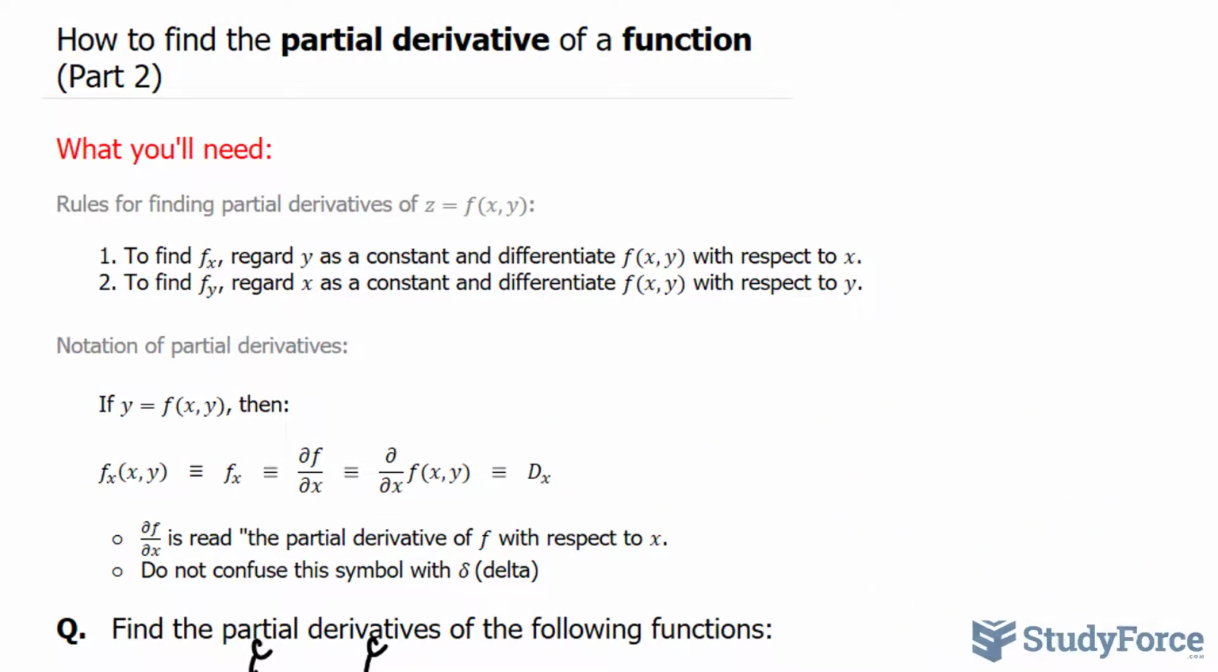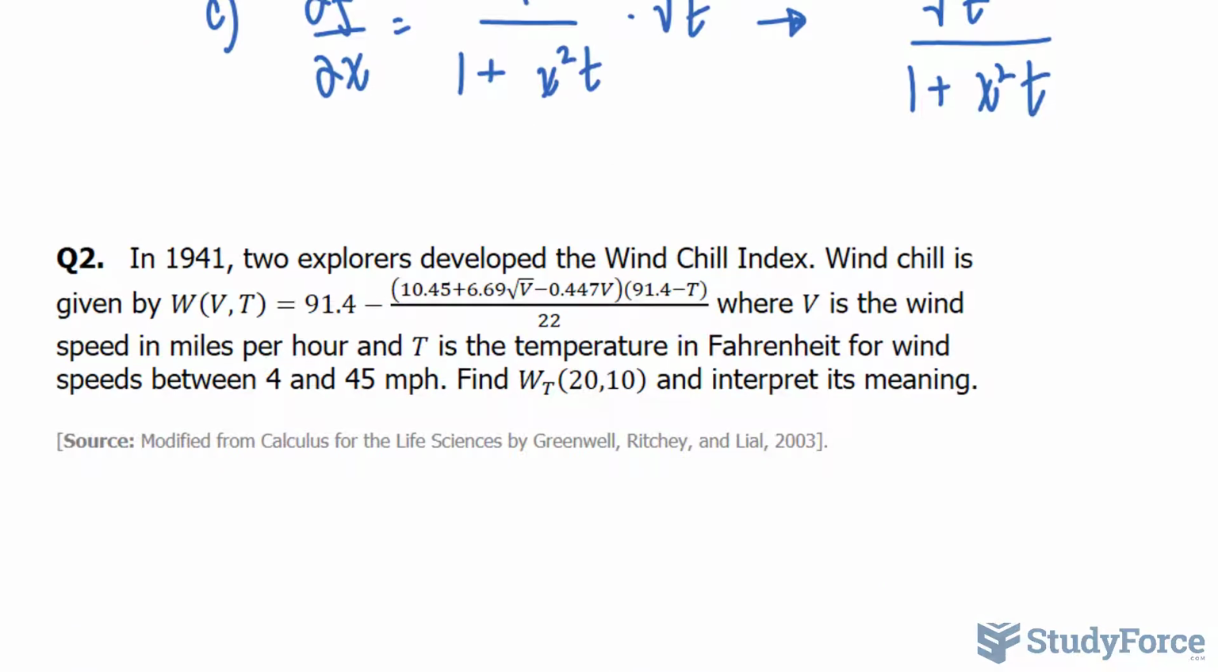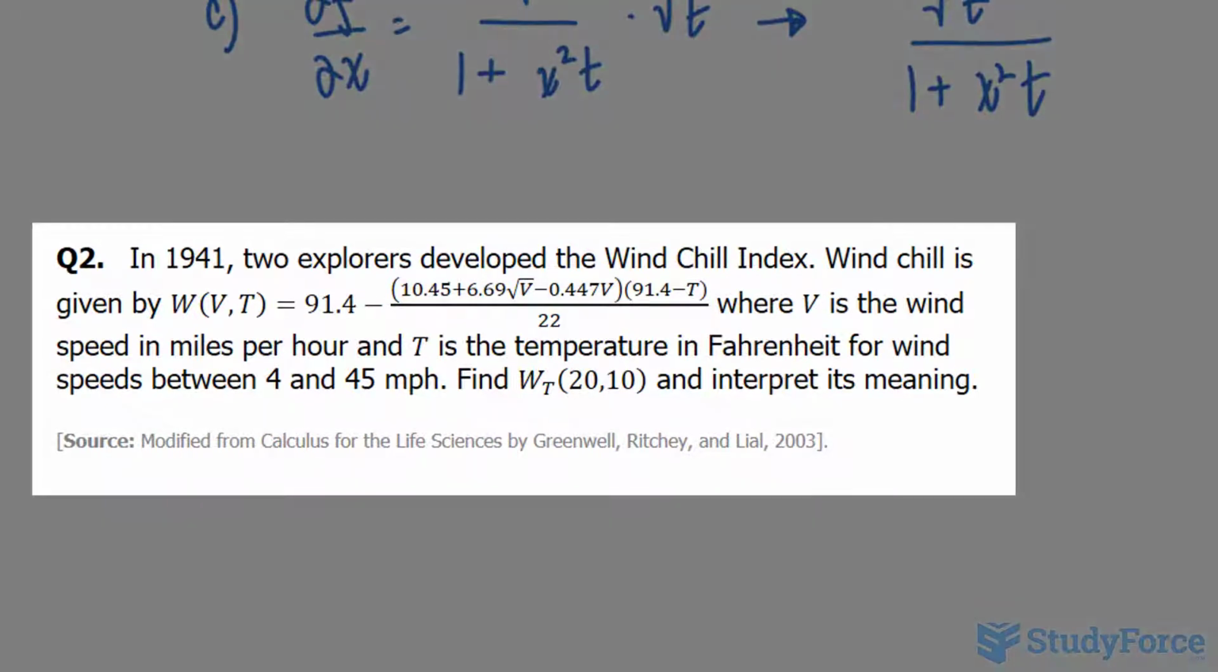In part 2 of our introductory lesson to partial derivatives, we'll continue where we left off, but before we do that, keep in mind what we learned in part 1. Remember that partial derivatives can be represented using this stylized version of the letter D, and this is read as the partial derivative of f with respect to x, and if it's with respect to y, this part changes to y. So let's continue. In question 2, we're asked, in 1941, two explorers developed the wind chill index.